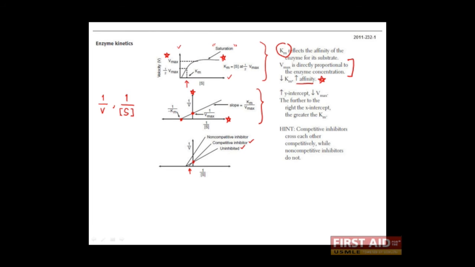Note, however, that in the presence of a competitive inhibitor, the enzyme's affinity for its substrate actually decreases. That is, the Km goes up. Of course, when the Km goes up, the y-intercept, which again is given by the equation 1 over the negative Km, begins to move closer and closer to zero, which we see here.